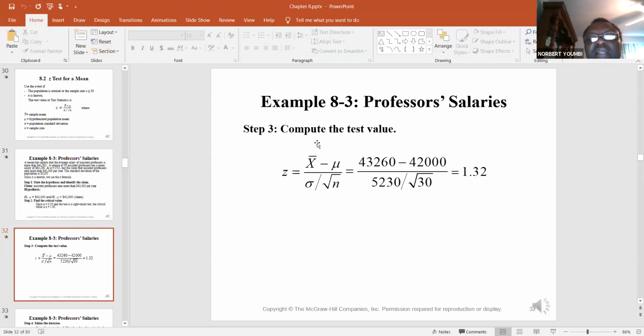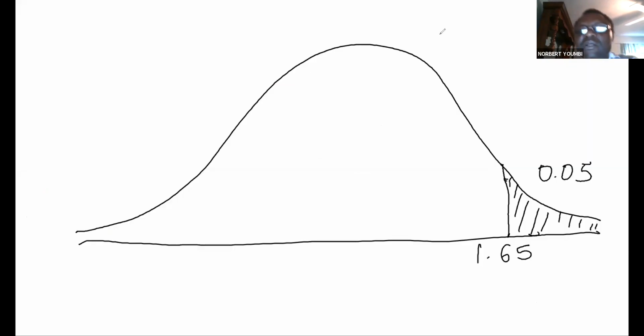Now we find the test value by applying this formula. The sample mean was 43,260. The hypothesized mean was 42,000. The population standard deviation, 5,230 divided by square root of 30, and we will get 1.32. So with this test value of 1.32, we now, that is the third step.